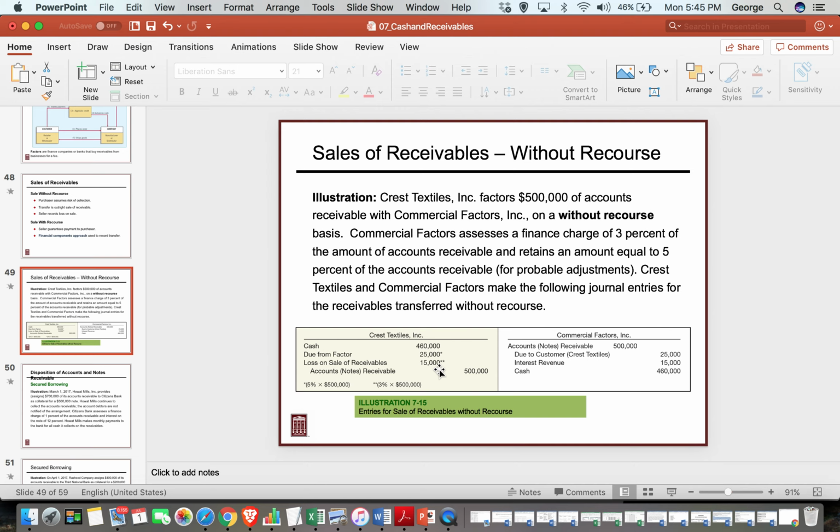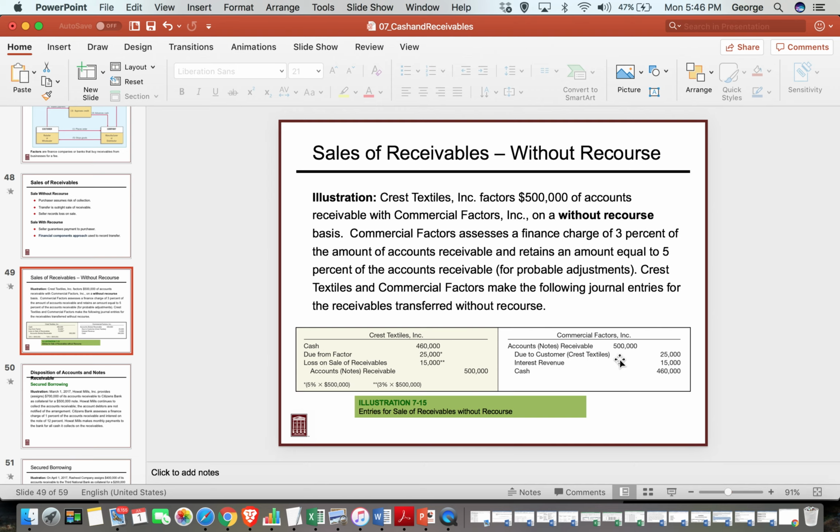So the $15,000 is a loss on those receivables. All right, and then the note receivable or account receivable is credited for $500,000. So we no longer really have ownership of the receivables. Notice the $15,000 is being retained by Commercial, and so they're going to take care of it if there's bad debts or sales return and so forth.